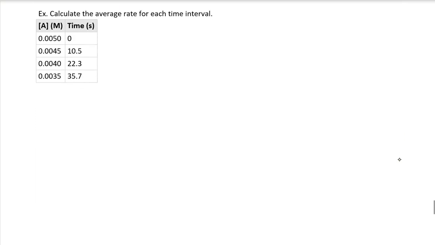All right, next problem. This problem is nothing new, but we're going to calculate the average rate for 3 different intervals. For the first one, we're going to calculate the rate between 0 and 10.5 seconds, and then we'll do another rate between 10.5 and 22.3, and lastly, the last one from 22.3 to 35.7 seconds, because we want to see what's going to happen to the rate of reaction as this reaction proceeds.